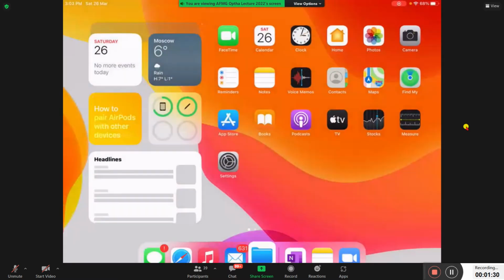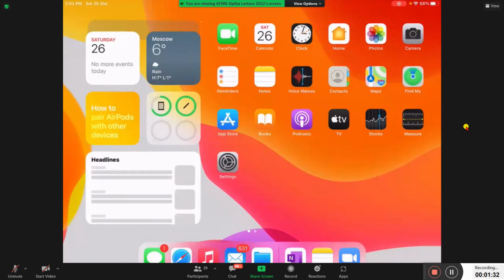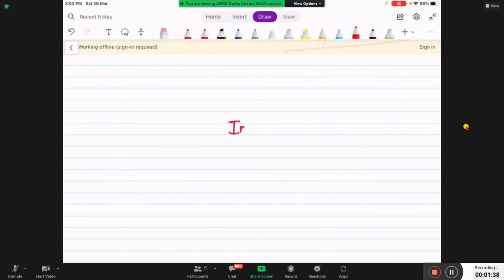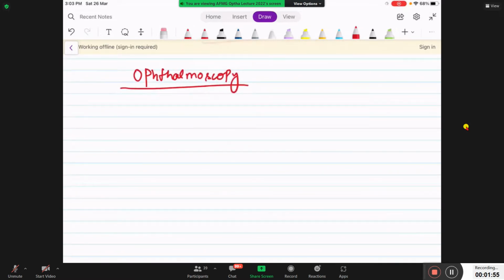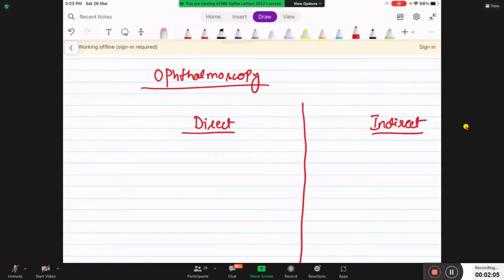So write down next topic in retina. We will discuss investigations. Write down the heading, investigations of retina. So first is ophthalmoscopy. So there are two types of ophthalmoscopy, direct ophthalmoscopy and indirect ophthalmoscopy.